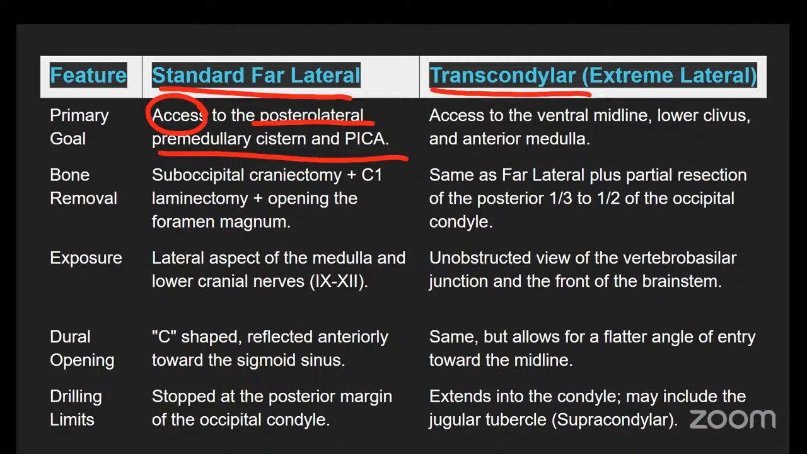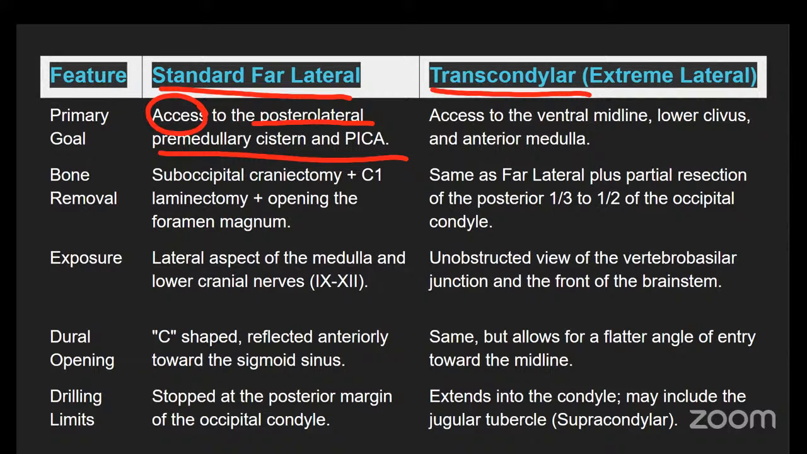With a transcondylar approach, we are drilling the condyle, which is the major bulk of the bone here. We are going to remove the bone which is obstructing our view to the anterior portion of the brainstem. I'm going to show you the pictures ahead so that you would understand what I am saying. Let's assume there isn't much space on this slide to draw. Let me try.